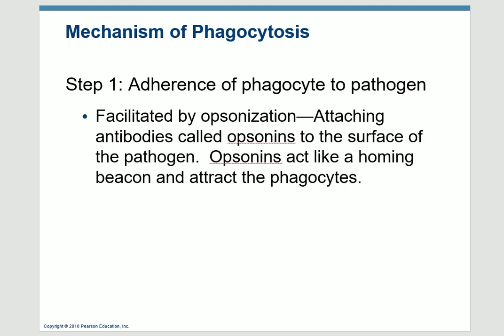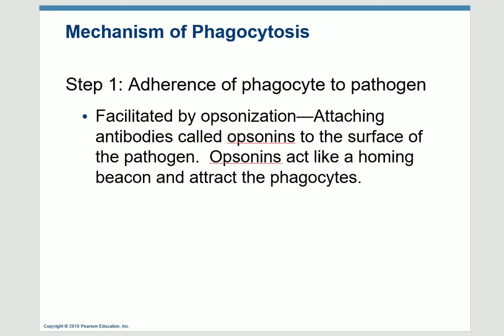So how does phagocytosis happen? Step 1, the phagocyte adheres to the pathogen. So it has to approach the bacteria or virus or whatever it is, and this is facilitated by a process called opsonization. It attaches antibodies called opsonins to the surface of the pathogen. And antibodies are what recognize the invader, the foreign cell, the name tag that doesn't belong.